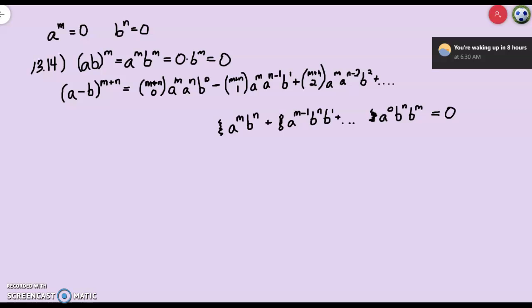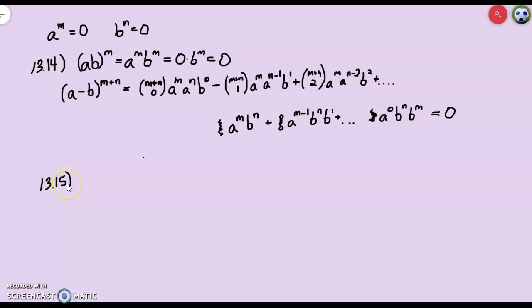Okay, and let's now move to 13, 15. So this is asking us, show why 0 is the only nilpotent element in an integral domain. So let's assume that we had, let a, which is non-zero, be nilpotent in an integral domain. So we're gonna go for a contradiction here.